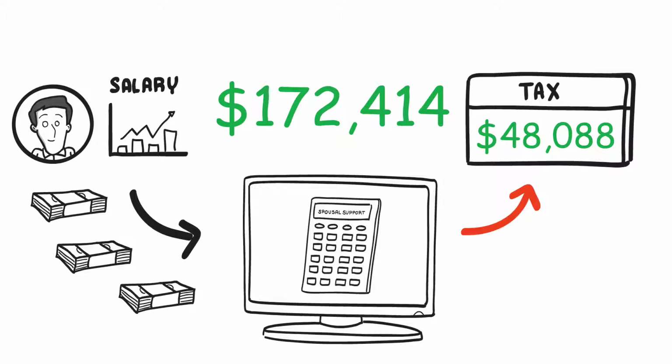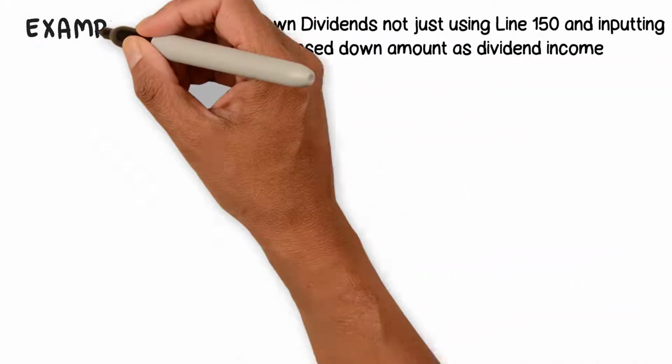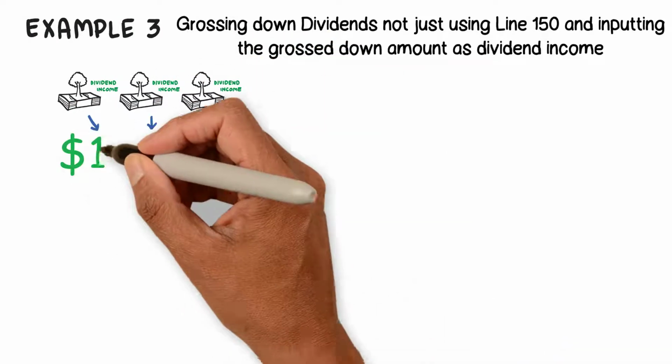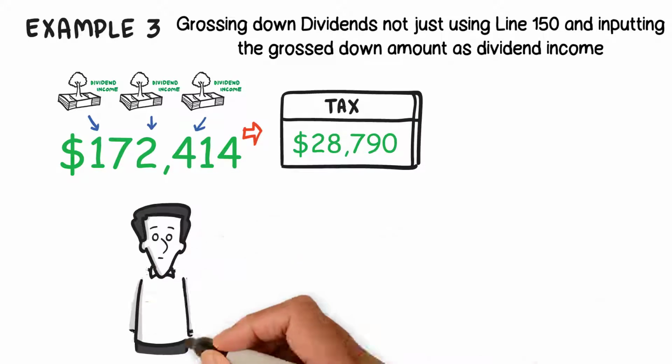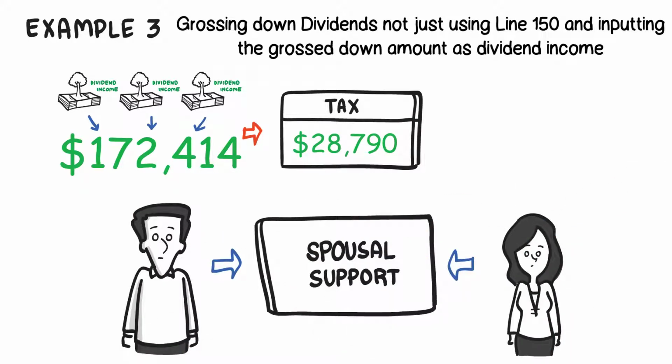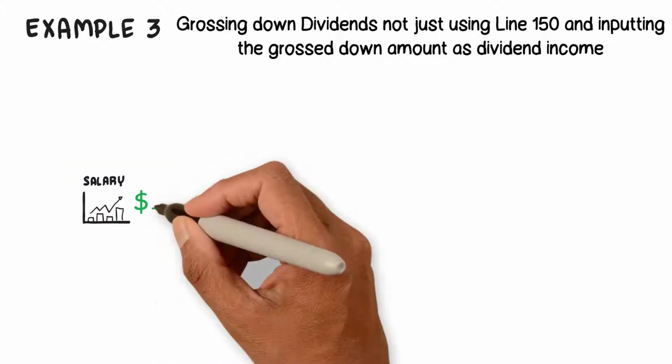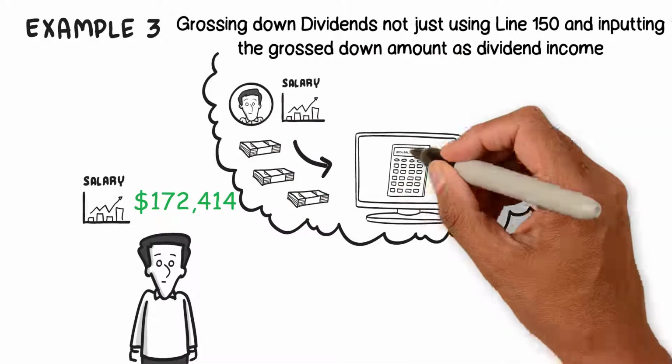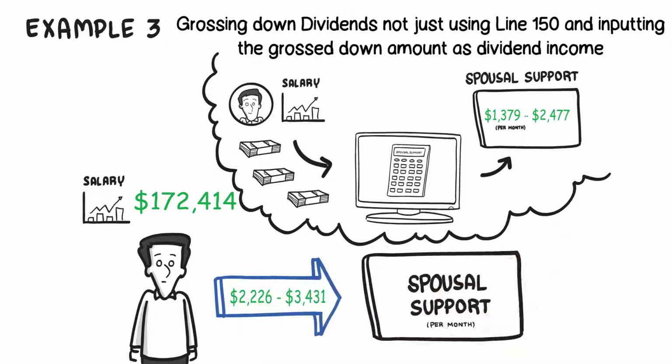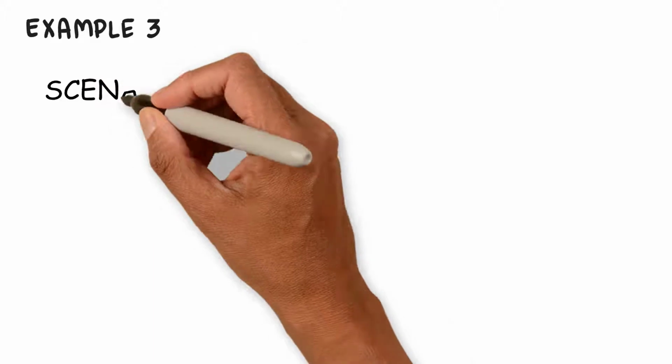At a salary of $172,414, Josh would have a combined tax burden, after accounting for deductions, in the amount of $48,088. Example 3. If Josh received the entirety of his $172,414 in non-eligible dividends, his tax burden is $28,790. Because the spousal support calculation includes the taxes paid by both parties, this changes the range of support because of the lower tax burden. Josh's spousal support range increases to between $2,226 to $3,431 per month, which is quite different from his spousal support obligations when the $172,414 is treated as salary by the online calculator.